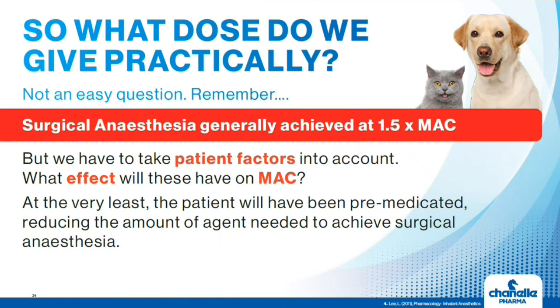So what does this all mean practically for our anaesthetic? Well, as we've stated before, it means that essentially you can't just take the MAC value of the anaesthetic agents and times by 1.5 to give you the required vaporizer setting for your anaesthetic. You've got to consider the patient factors and what impact these will have on the MAC value. And it's worth actually just running through these all before the surgery starts, just so you're kind of aware of the situation and how the different patient factors might impact that surgical procedure and the anaesthetic procedure. At the very least, patients will have been pre-medicated, and this reduces the amount of agents that will be needed to achieve surgical anaesthesia.